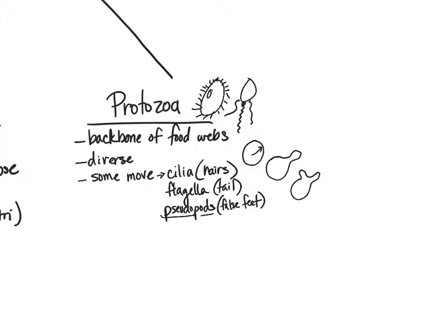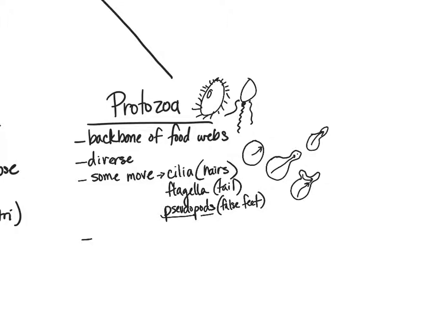And then it can put all of its fluid in that area, and that allows it to move. So it'll filter it all into that area, and then it'll push out another false foot and move into that area. So it kind of looks like it's walking. So some of them can move.